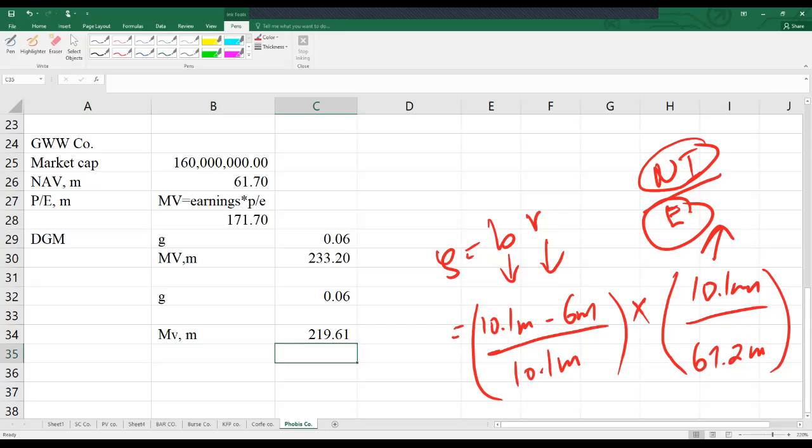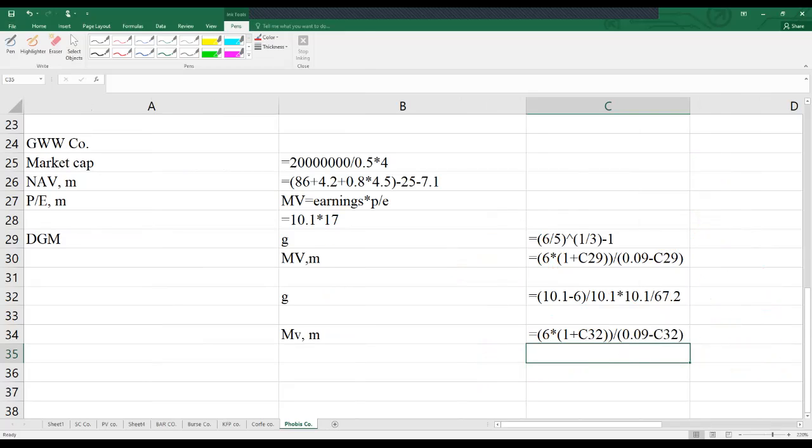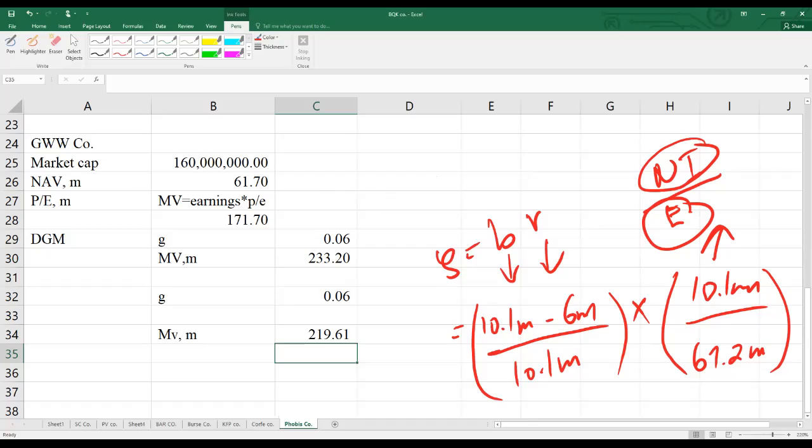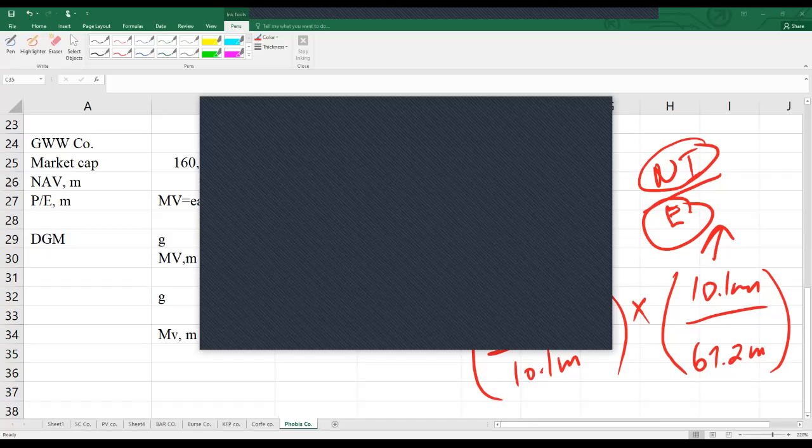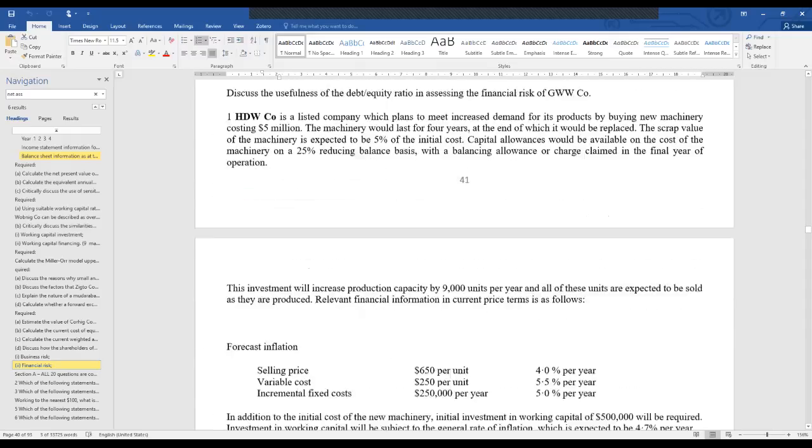Can you please show the formula again? Here you go. Clear, Sanya? Yes, sir. Okay, great. And that's on the company value. If you use this method, don't forget, most likely there will be a question examining how to use this method.